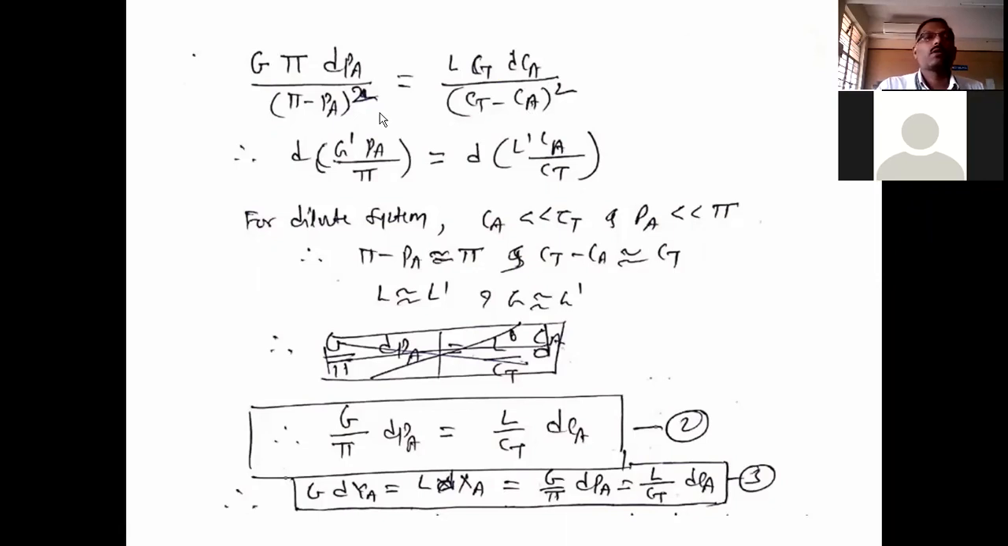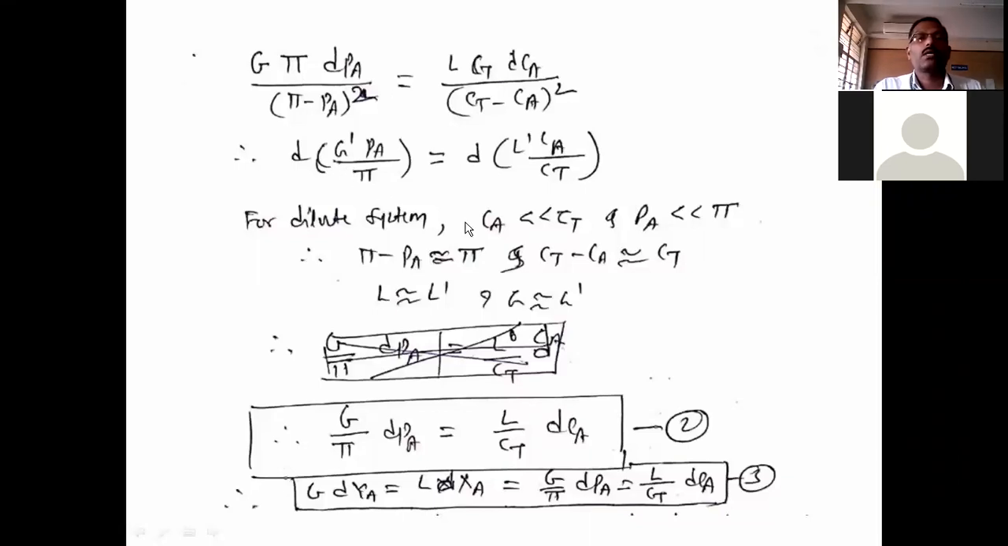The above equation we can write as the differentiation of G dash into Pa upon pi, and L dash into Ca upon Ct. What is Ca upon Ct? That is x. Pa upon pi is y, and Ca upon Ct is x, the molar ratio. Same, but here we have G dash and L dash, and there G and L.